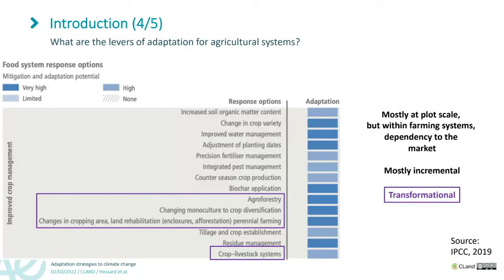So what are the general levels for adaptation? You have here a list. I will not read it. It's also based on IPCC, and it's a general list of the types of adaptation levels that can be used, with the potential of adaptation.